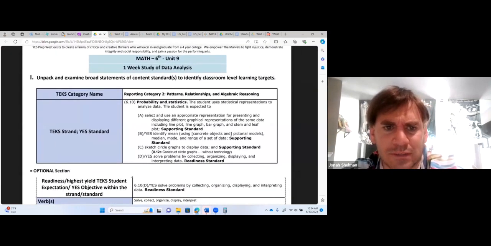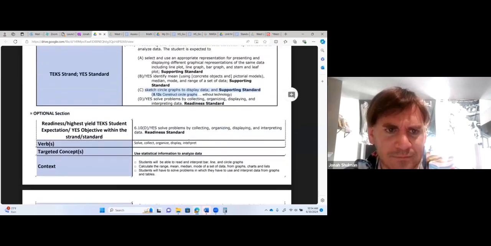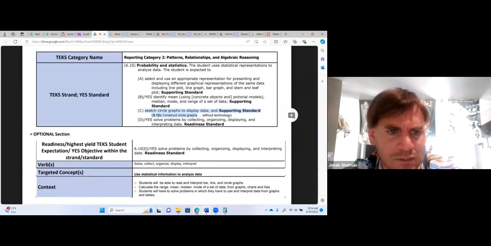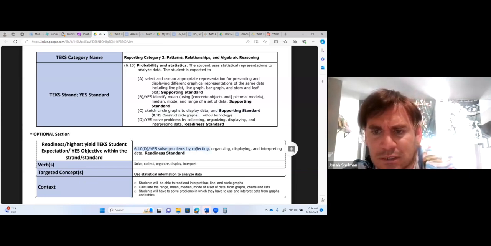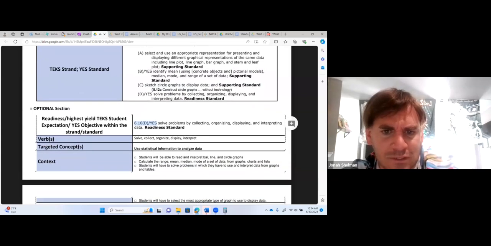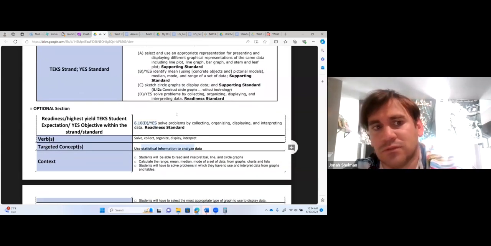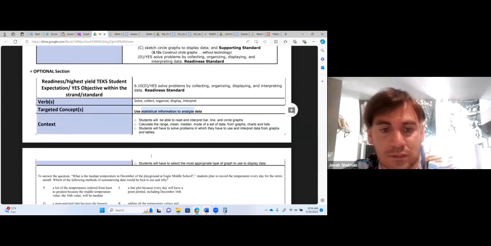So we got probability and statistics, supporting strands. So sketch and graph circle graphs. So they're saying S is for supporting and R is for readiness. That's their own pattern. So this is the standard. Solve problems by collecting, organizing, displaying, and interpreting data. So here it is. Ta-da. And then we have 8.12, construct circle graphs without technology and use stats to analyze data. A lot of times these are left out, the statistics, but we're not going to.